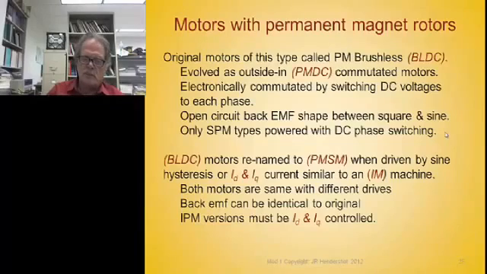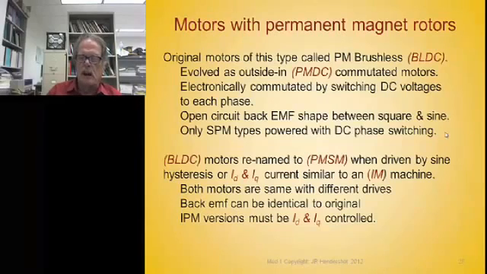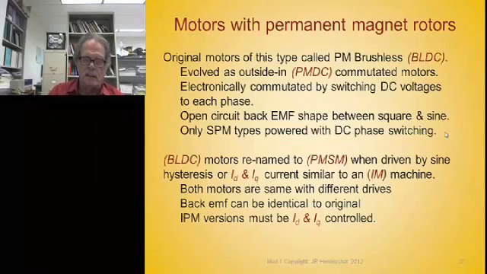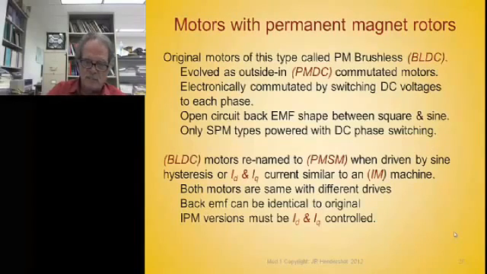But the inverter people took the brushless motor that was formerly driven with a six-step drive with two phases on, switching DC voltages across the terminals. As soon as they applied their drives that they use for induction machines, using hysteresis control or D and Q axis current control, they changed the name of these motors. They changed the name of them to permanent magnet synchronous machines because they were running them like synchronous motors, and they were applying AC current to them. So they changed the name of the motor. So a lot of people thought that they were different motors, but they're not. They're the same motor. They just have different drives.